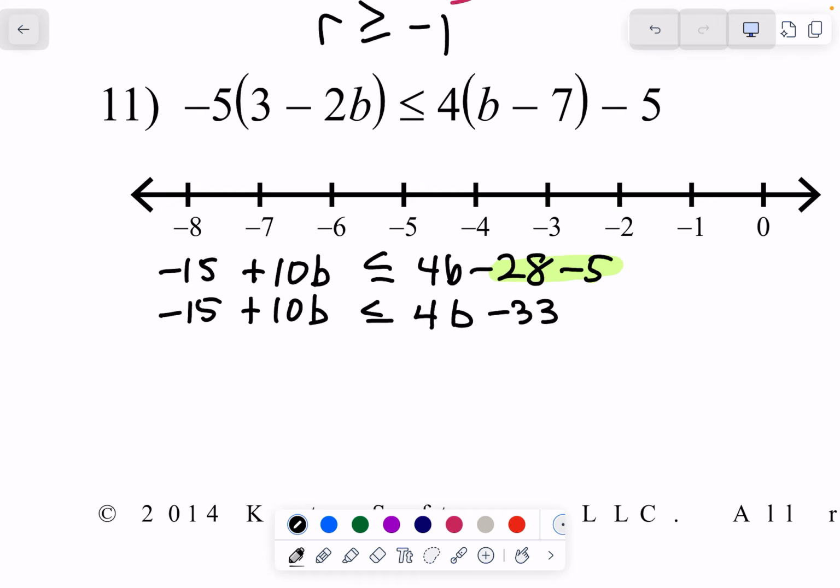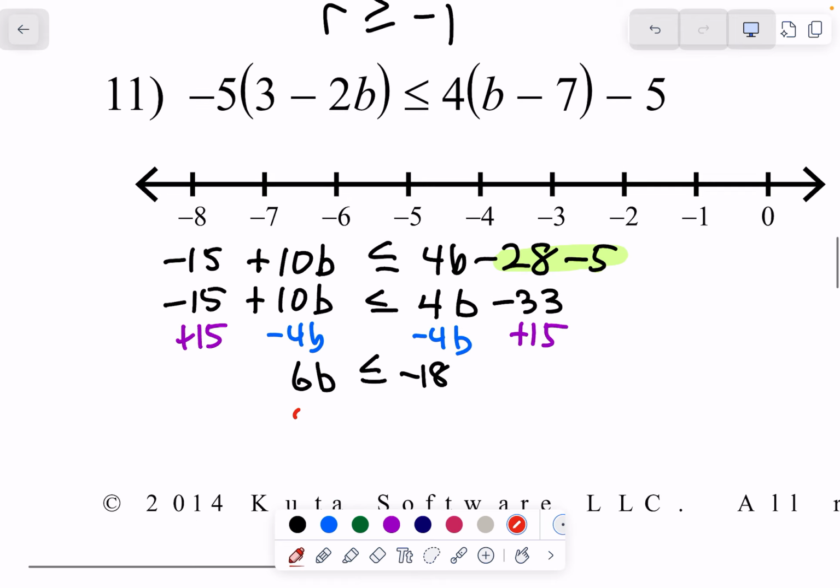And now you can start moving things around. So getting that b to the left is a good strategy for inequalities, so why not subtract 4b? Which means let's add this 15 so that we've got things to the left, things to the right. So then we have 6b's left on the left, and then 33 minus 15 is -18 on the right. And it's great, 6 does go into 18 nicely. So when we divide by 6, we get that b is less than or equal to -3.